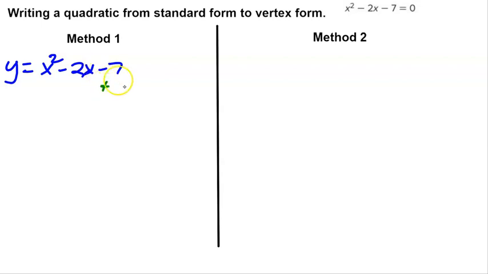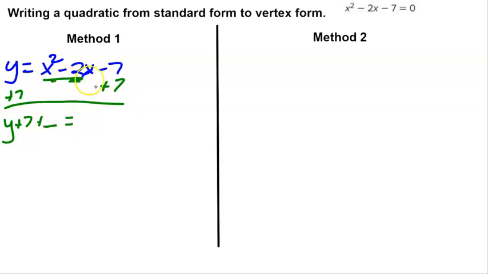Now method 1 will be like the last one I did with method 1. So here I'm going to add 7 to both sides. And now I have y plus 7 plus blank equals, and here I don't need to factor anything out. So I have x squared minus 2x plus blank. I'm going to take my b, which is negative 2, divide that in half, which is negative 1. I'm going to square that, and that gives me a positive 1. And because I added 1 to this side, to keep the equation equal, I have to add 1 to the other side.